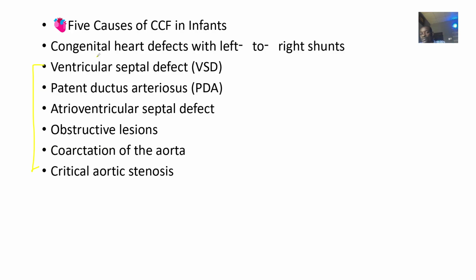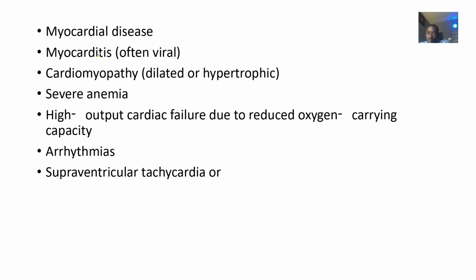Okay, talking about the causes, the discussion is based on classification. Do you understand? So everything I listed here was what? Left to right shunts. They can also have myocardial diseases like myocarditis, cardiomyopathy, severe anemia, high output cardiac failure due to reduced oxygen carrying capacity, arrhythmias, then supraventricular tachycardia.